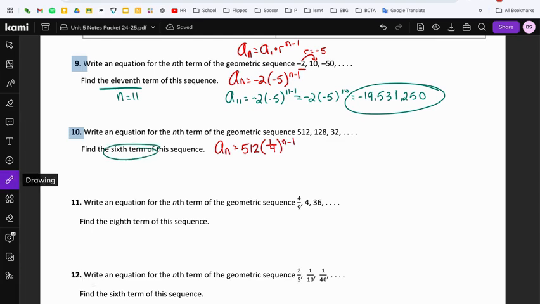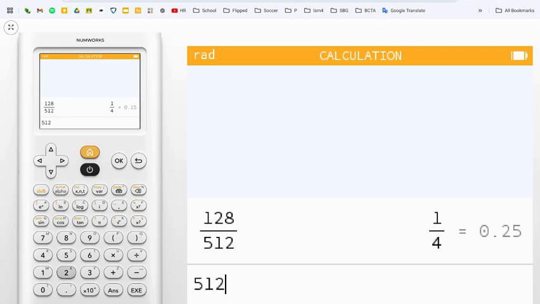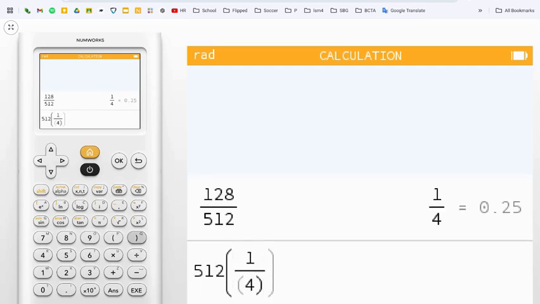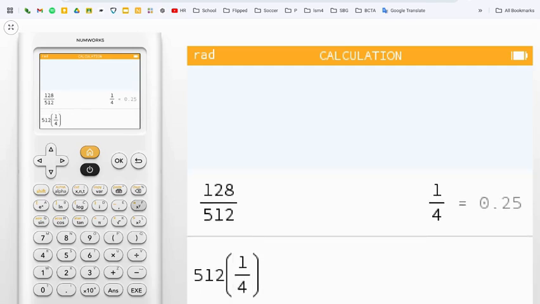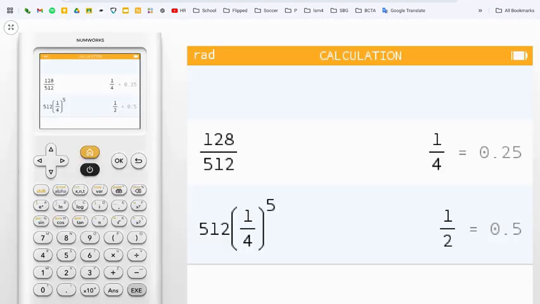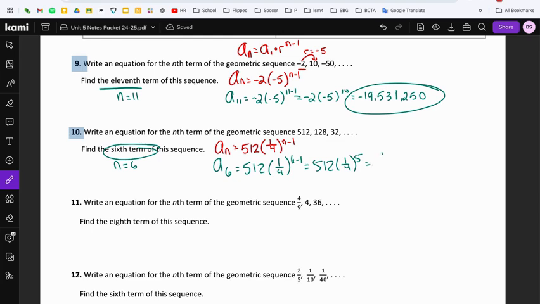Now to find the sixth term, I'm plugging in n is equal to 6 into my explicit formula. A sub 6 is equal to 512 times 1/4 raised to the 6 minus 1 power, or 512 times 1/4 raised to the 5th. And then we go straight into our calculator. Close my parentheses. We are putting the 5th power on this, and we get 1/2 as our sixth term of that sequence.